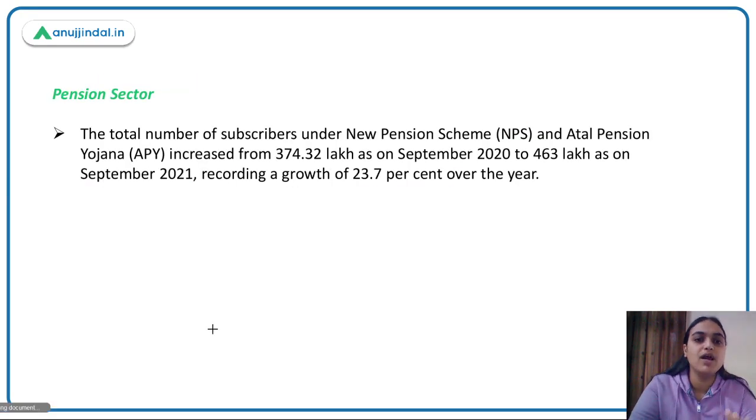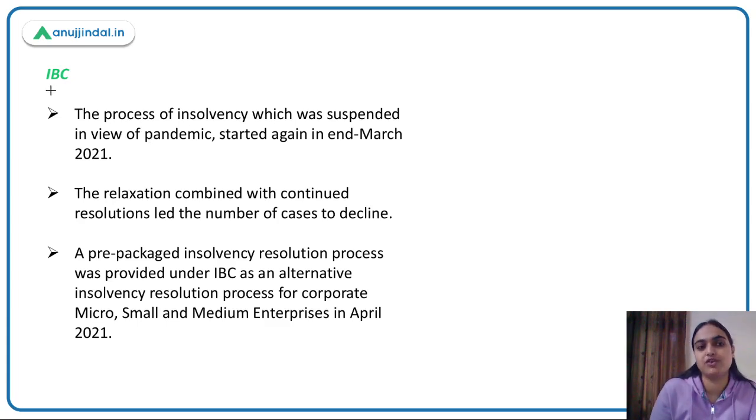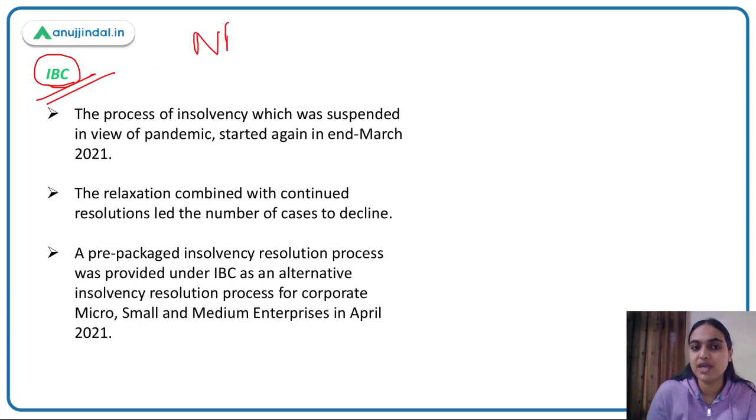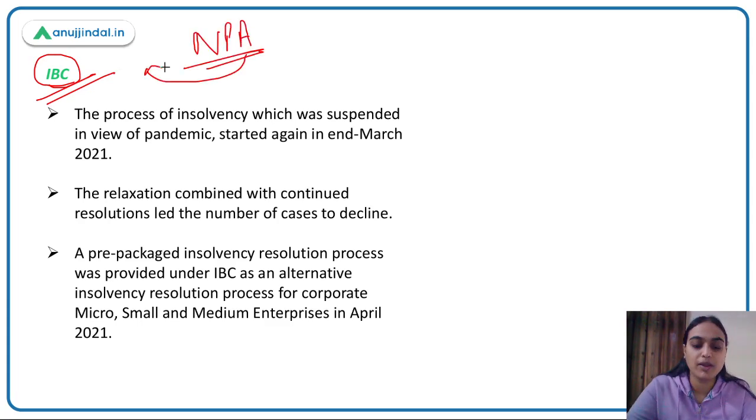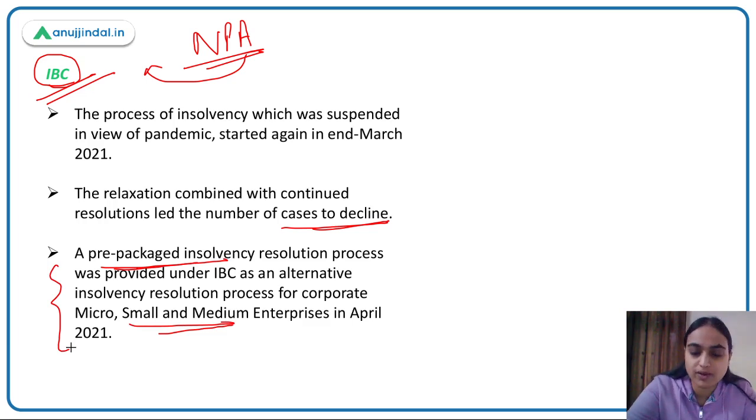All right, now talking about the pension sector, there is the new pension scheme, there is Atal Pension Yojana, and there has been an increase in the subscribers who are utilizing these schemes. Now coming to IBC, the most important thing for us, the Insolvency and Bankruptcy Code. The IBC code is there to deal with the NPA problem. But it was put on a standstill, it was put on hold. When the suspension of the insolvency process was relaxed, the cases continued to decline because resolution started. Also, a pre-packaged insolvency resolution program was introduced for the MSMEs. I have already taken a session on this. If you have not watched that, you can go and watch those sessions.